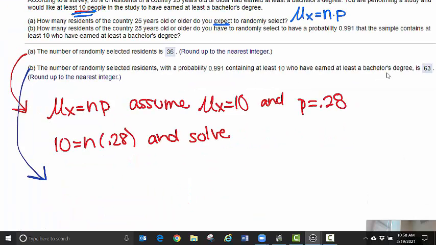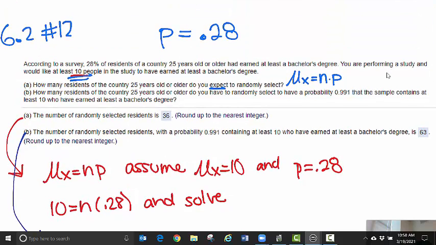Here's the thing, we don't know what the average is going to be, and they're expecting you, based off of this wording of you'd like at least 10 people in the study to have earned a degree, they really should have said, we'd like our average to be 10. So we have to let the average be 10. I don't like their wording, I don't think it's very clear.